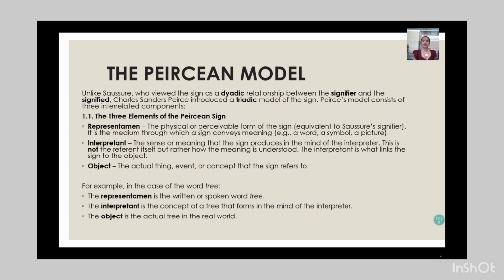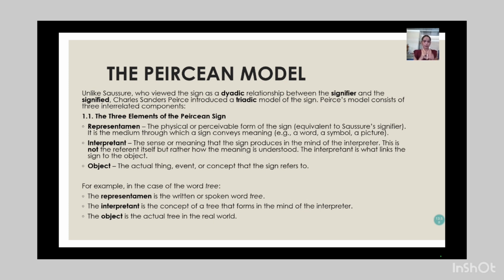The third element of the Peircean sign is the object. Object means the actual thing, event, or concept that the sign refers to. For example, in the case of the word tree, the representamen is the written or spoken word tree. The interpretant is the concept of a tree that forms in the mind of the interpreter. Next, the object is the actual tree in the real world.